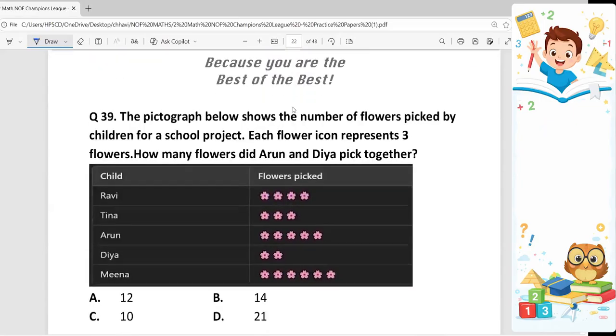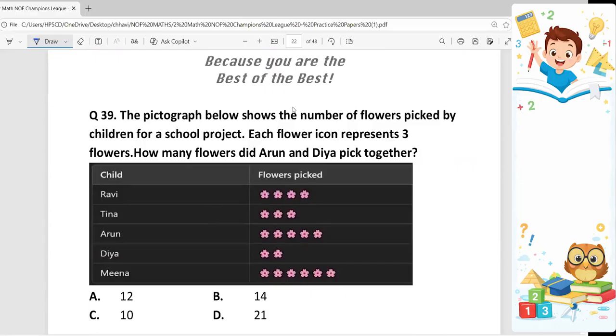Next, 39th. The pictograph below shows the number of flowers picked by children for a school project. Each flower icon represents 3 flowers. How many flowers did Arjun and Diya pick together? It's Arun. Arun and Diya. Let's count it. Arun has 1, 2, 3, 4, 5. 5 picked ones. 5. And Diya 1 and 2. So Diya 2. Now each flower represents 3 flowers. So it is multiplied by 3.